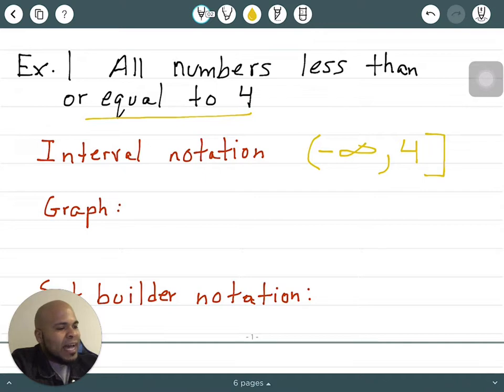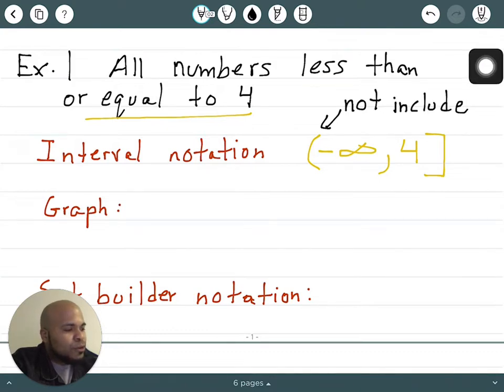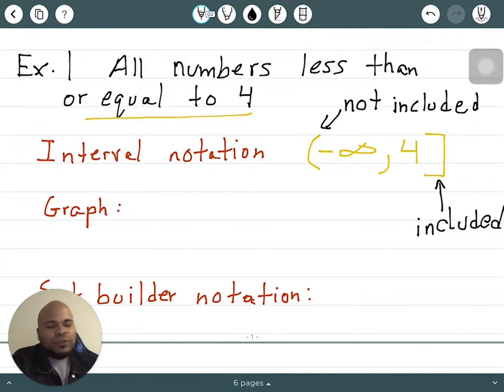Now notice that I used a parenthesis at the beginning. Parenthesis means not included. This is very important that you copy this down. Everything I write down, please write down as well so you have your notes. Not included, and the bracket means included. So this is very, very, very important. The reason why I use a bracket with the 4 is because it says equal to. If it didn't, then I would use a parenthesis because it's not included. You're going to notice throughout the entire presentation that I will always write a parenthesis with the infinity sign because the infinity sign is not a number, so it cannot be included. The infinity sign is just a symbol that tells you that you keep going forever. All right, so that's how you do it in interval notation.